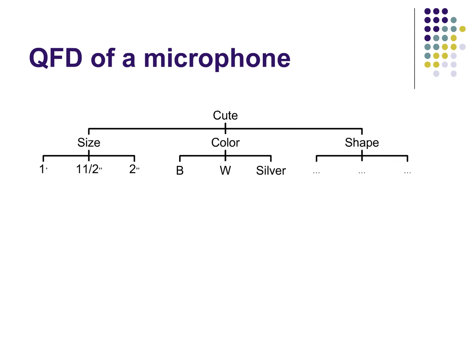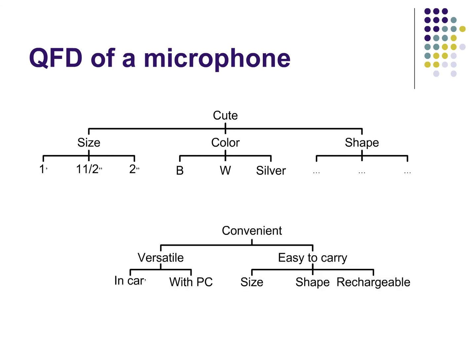So from here we derive our product design, from the abstract level, which is cuteness, to the size, to color, to shape, and maybe some other things that are not included here. That together will make this microphone look cute, right? Also, another thing that marketing research shows is that the market likes the microphone to be convenient when using. Okay, so what makes it convenient?